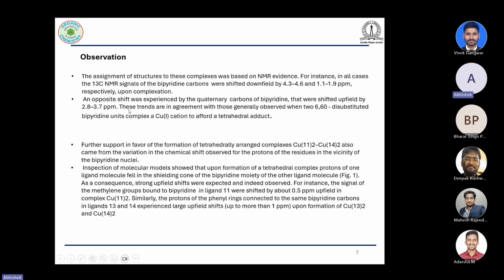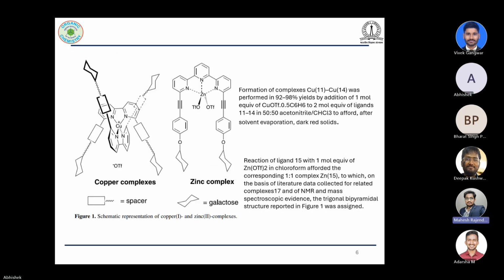That was shifted upfield by 2.8 and 3.7 ppm. How is it shifting? According to the electronics, there should be a deshielding, right? If the nitrogen is donating electrons to the copper, there will be deshielding for that nitrogen. This is because of copper and zinc. So with chelation, they are more shielded.